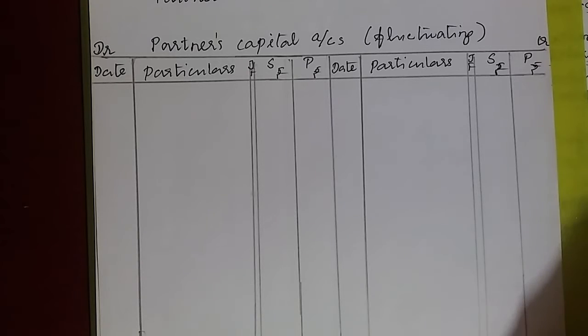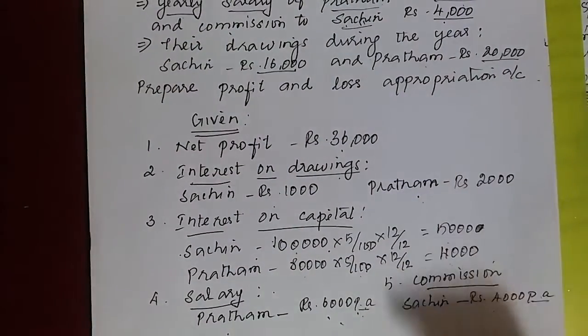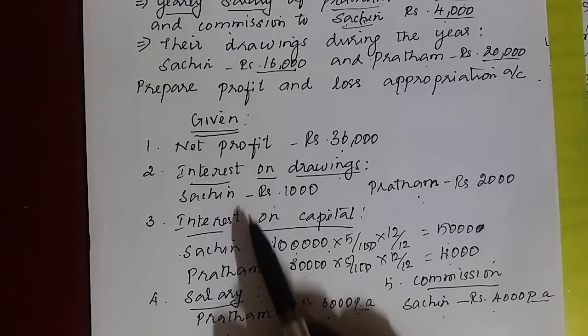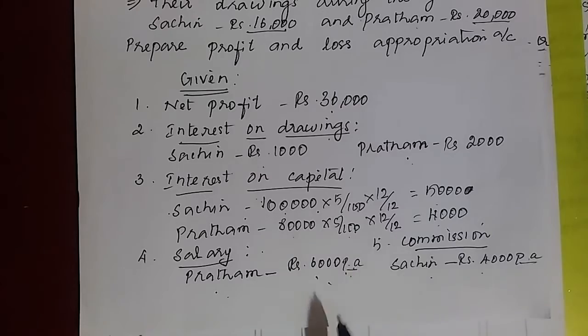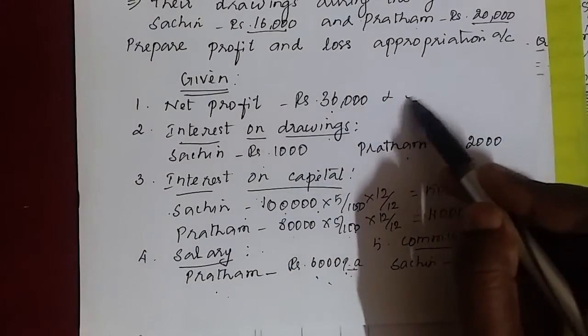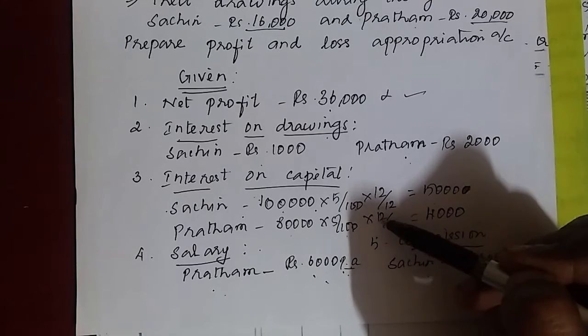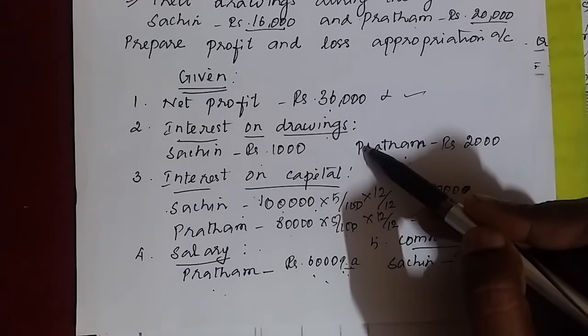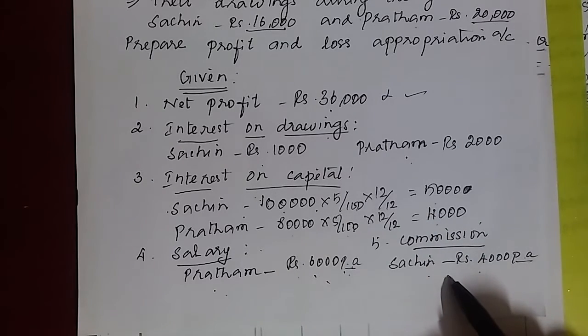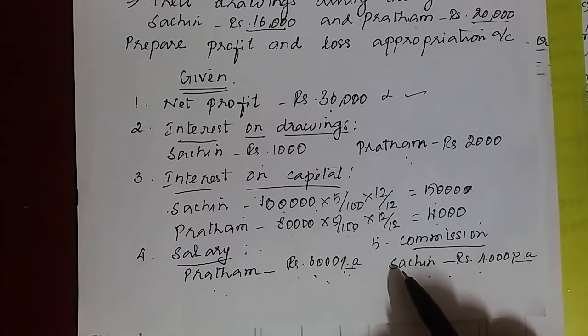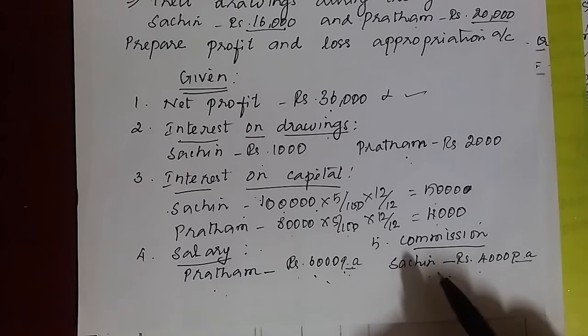I have written net profit, then interest on drawings. See here once again, you do recall: net profit, interest on drawings, interest on capital, then salary, then I have written commission. This net profit we can't use here in the partners' capital or current account. Interest on drawings can be taken, interest on capital can be taken, salary and also commission. And very importantly, the P&L appropriation value should be taken to the partners' capital account.